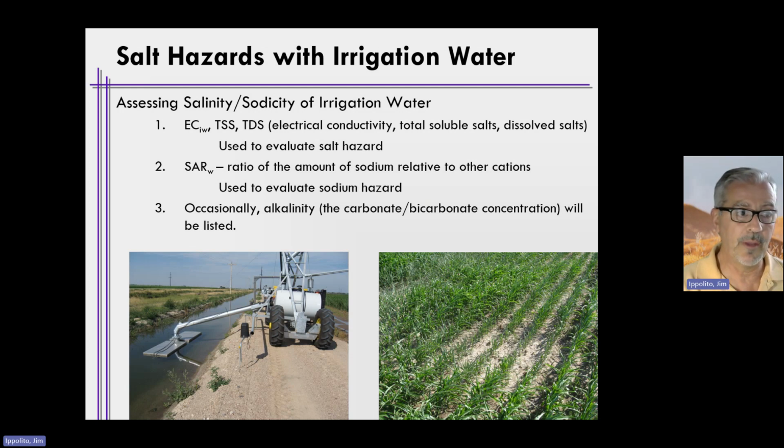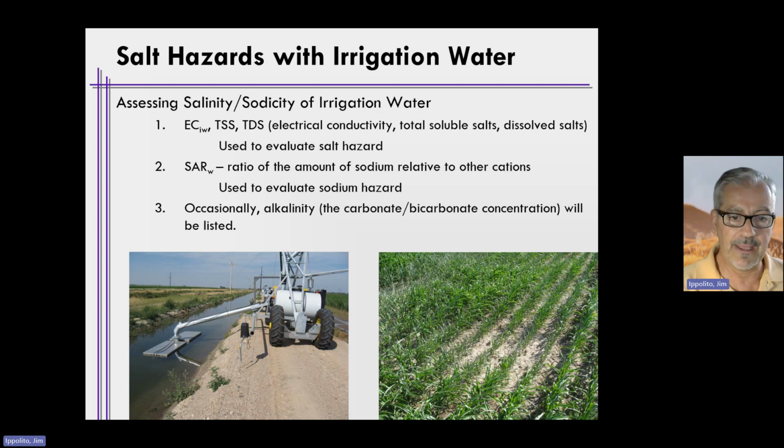You can measure the sodium adsorption ratio of the water, right? So the amount of sodium in the water relative to other cations. And oftentimes the other cations are calcium and magnesium. And between EC and SAR, and pH, you can determine if the water is saline, is it sodic, or is it saline sodic?